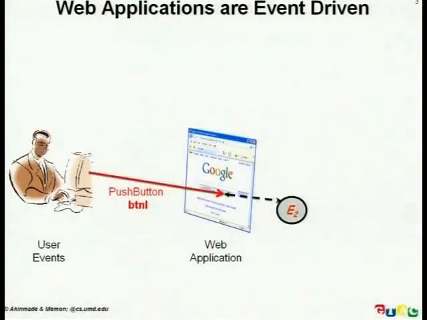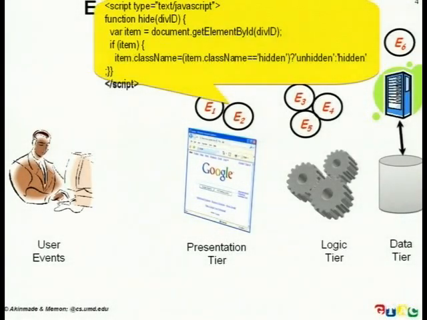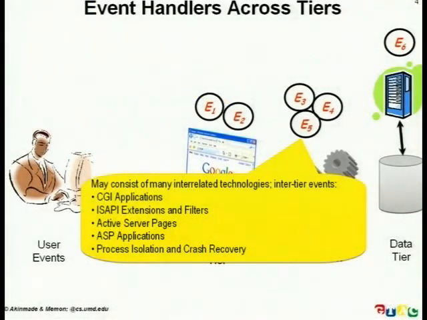There's a problem with this web application where the state and the event handlers are distributed across multiple tiers. This is a problem that we have not encountered before when we were looking at GUI applications. For example, in the presentation tier, which is, let's say, on the client, you have some JavaScript event handlers that capture user events that are coming in and do something with them. In the middle tier, you have all kinds of technologies where there are event handlers that receive events from the user's layer and process things.